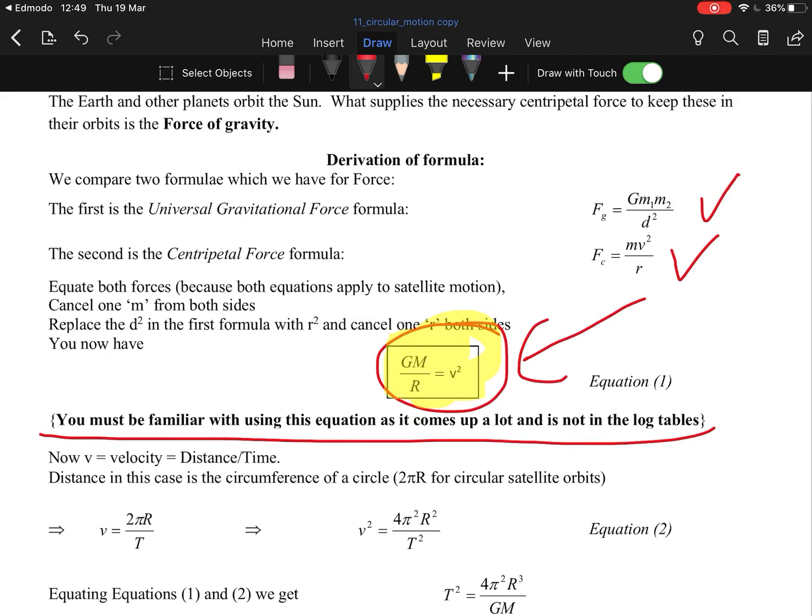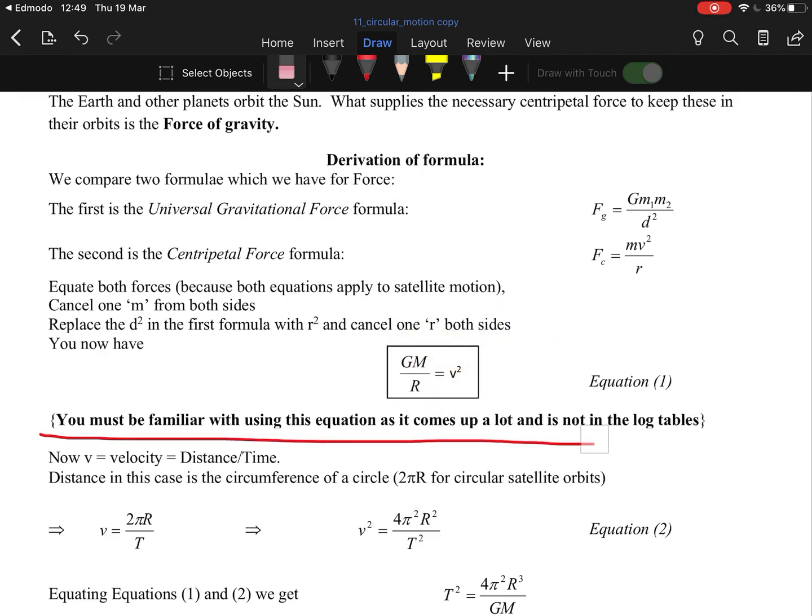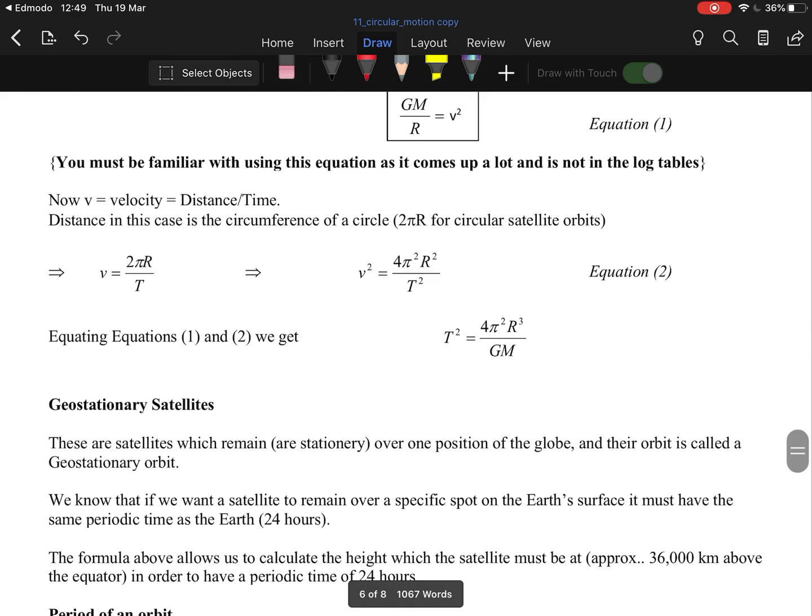Okay, so it's not in the log tables. You can use it. It will make work a lot easier. Is it necessary to learn it off? No. You can figure it out without using the previous two equations. Anyway, this is, of course, equation 1. So I'm going to move this up here.